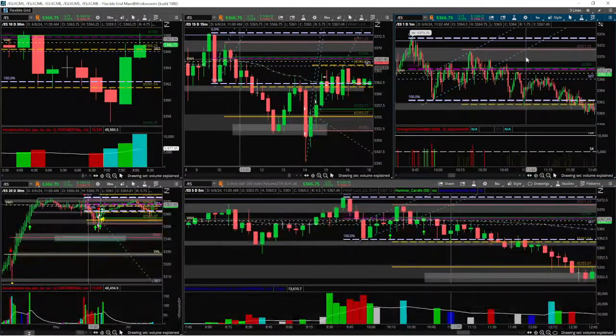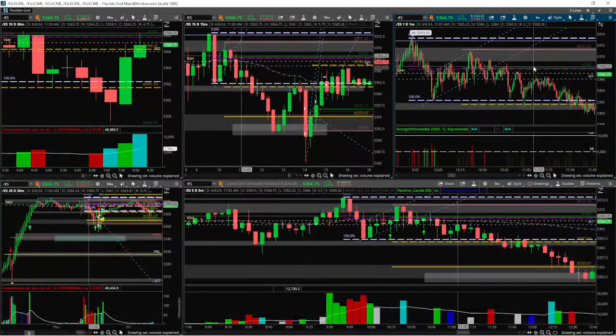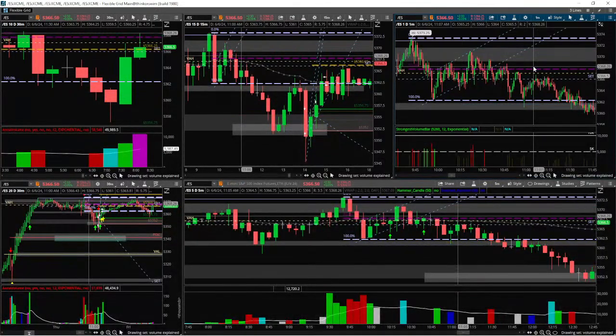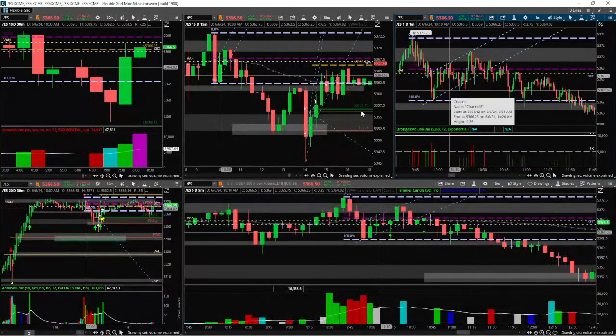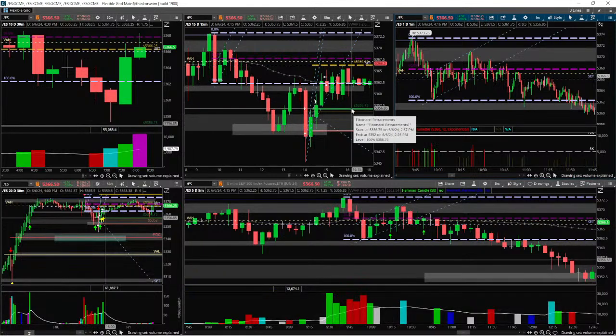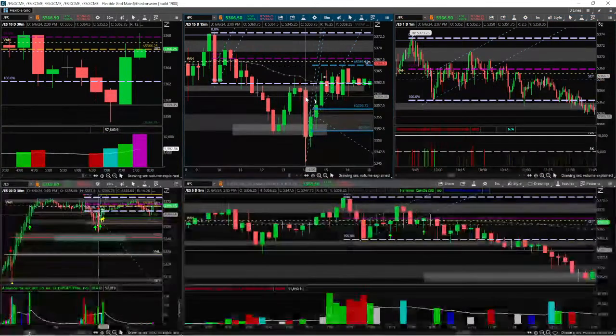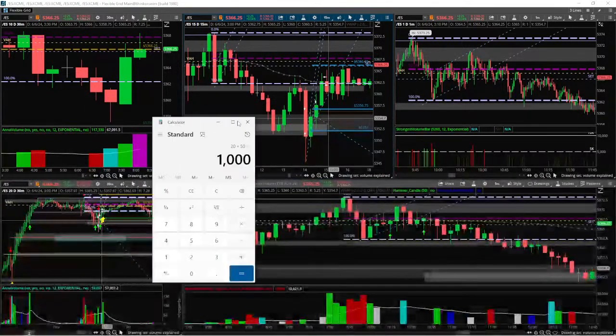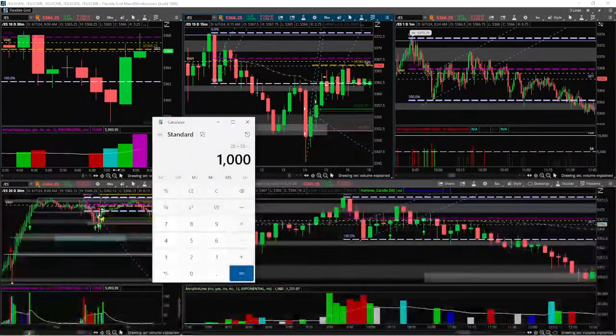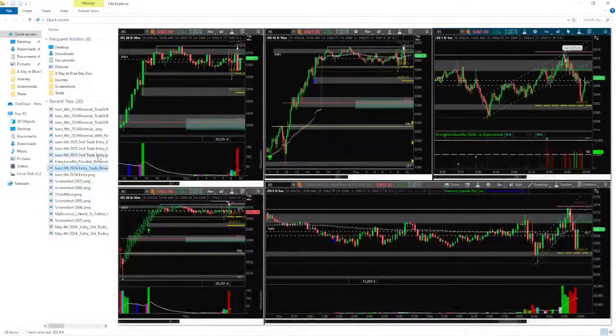I exited early because of just human error, and I didn't want to stay in the trade. I took a second trade here, trying to go, I think it was short. I'm already 8 minutes in. Sheesh. I took a second trade trying to go short.